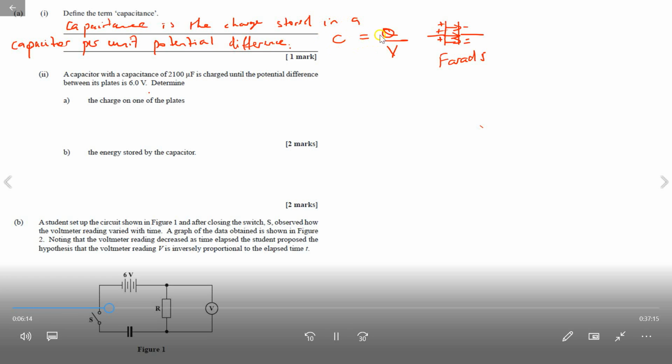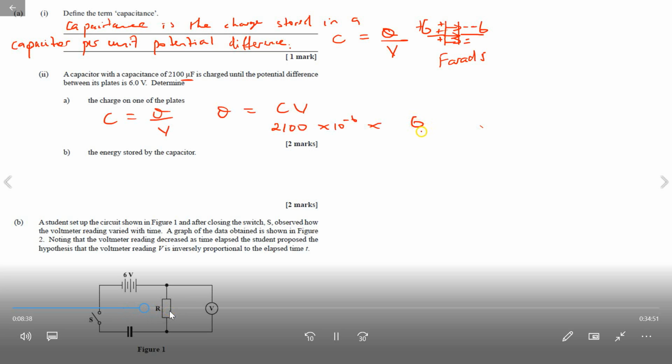Since we know that capacitance is equal to Q divided by V, and from the definition that is what was stated, that capacitance is equal to charge divided by V, then we can transpose the equation so that we get Q. So Q in this case is going to equal CV. If we go ahead and do that, then we can get the value, and I'll show you shortly what the answer would be.